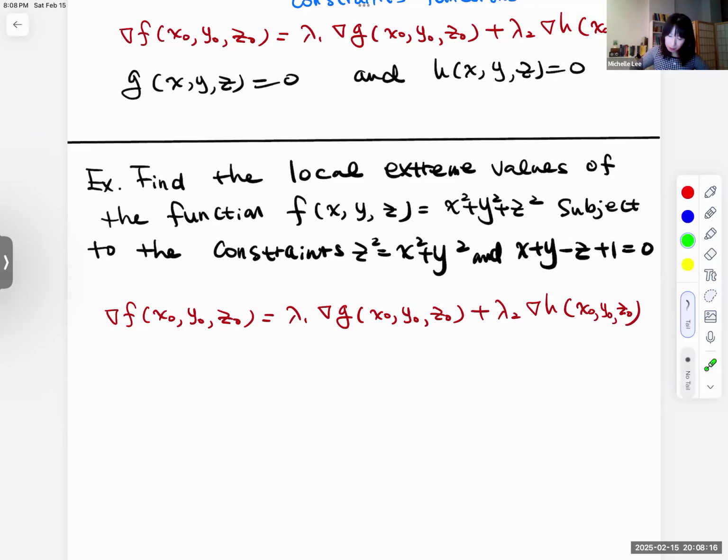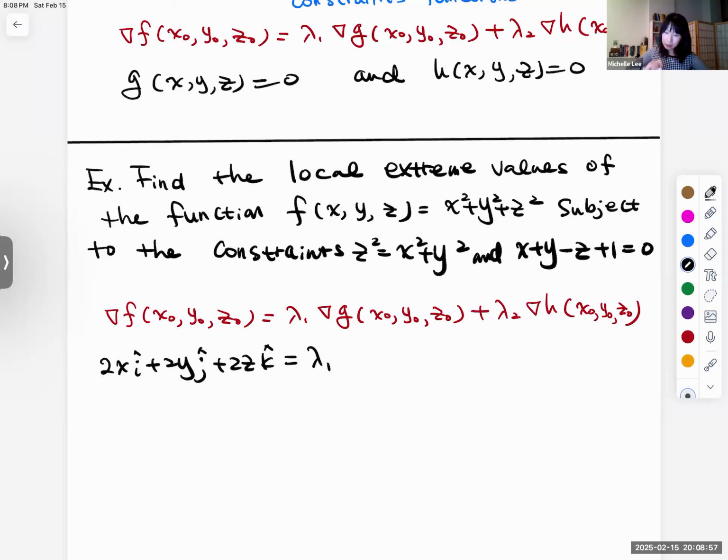Okay, so let's take a look at the gradient of the objective function. The partial derivative with respect to x is 2x i, and the partial derivative with respect to y is 2y j. The partial derivative with respect to z is 2z k, right? So let's write it down: 2x i hat plus 2y j hat plus 2z k hat, equal to lambda 1.